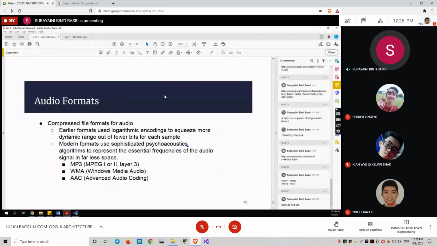The earlier formats use a logarithmic encoding to squeeze more dynamic range out of fewer bits for each sample. The modern formats use sophisticated psychoacoustic algorithms to represent the essential frequencies of the audio signal in far less space. So the earlier formats of these 3 use logarithmic encoding algorithms, and the modern formats use sophisticated psychoacoustic models.